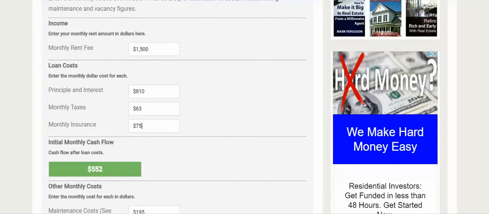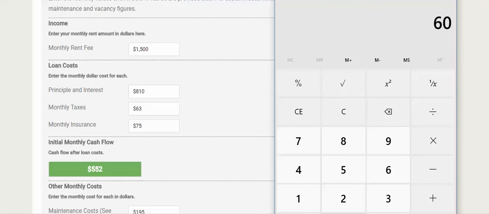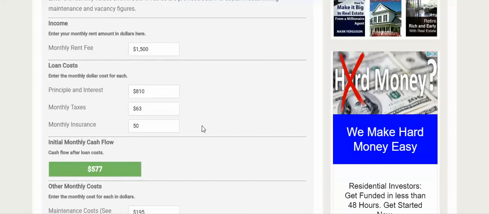Insurance. I would assume the insurance on that property would be around $600 a year in this area. So we'll figure that out, 50. There we go. So the initial monthly cash flow on that property with a 20% down loan, $1,500 a month in rent, is $577 a month. Awesome. That's a lot of cash flow.